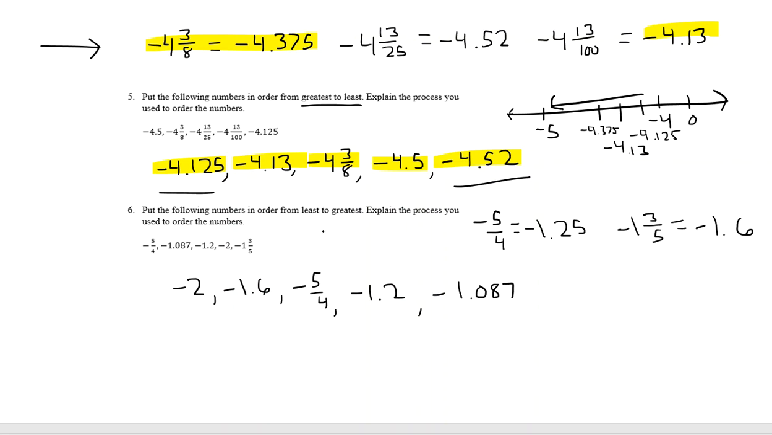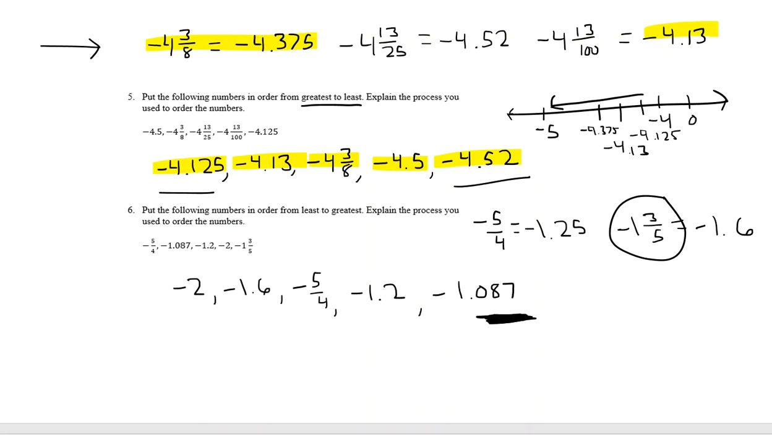Okay, and then number 6, put the following numbers in order from least to greatest. So again, we're talking about negative numbers. So the bigger the number, if it's negative, it has the least amount of value. On these you should have had negative 5.4, and then negative 2, and then the negative 1.6, which is this one right here, the negative 1 3/5. And then the negative 1.2, and then the negative 1.087. This one right here is the furthest to the right on the number line. It has the very most value.